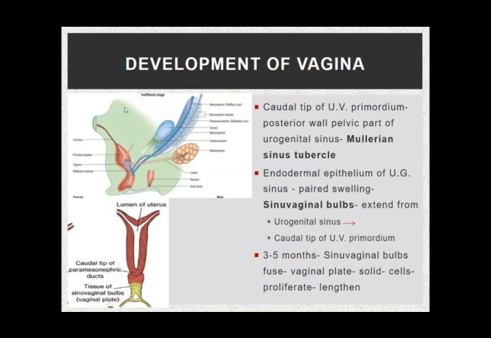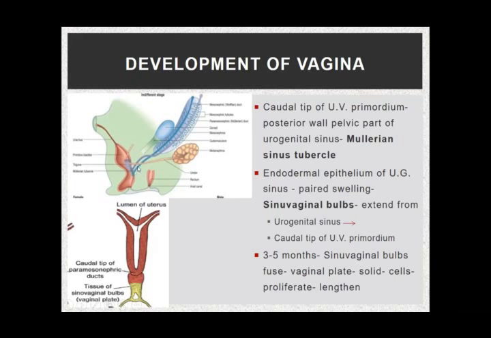We discussed the other day that the uterovaginal primordium bumps into the posterior wall of the pelvic part of the urogenital sinus. The urogenital sinus, the pelvic part, the posterior wall. This is the pelvic part, the middle one was the pelvic part, and this is the posterior wall.